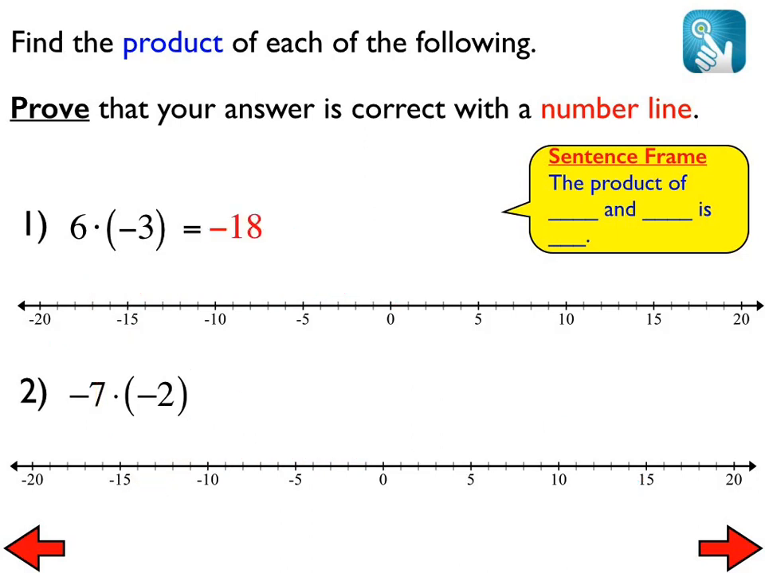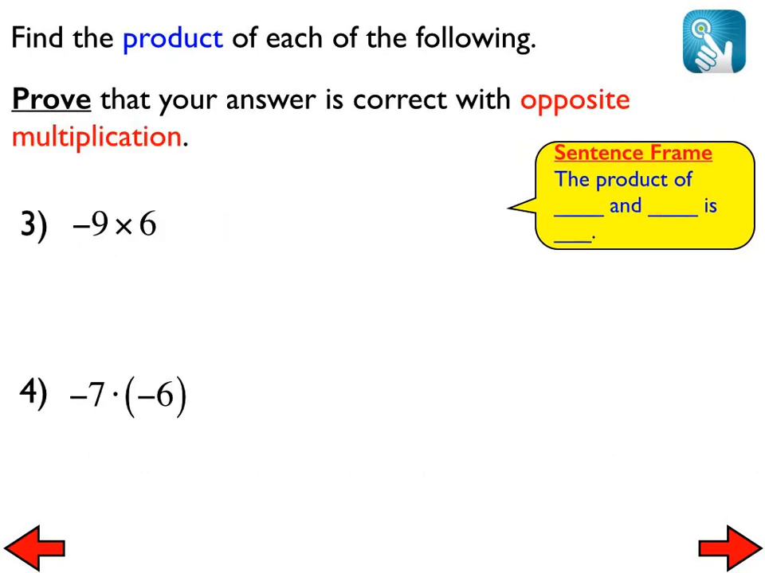Okay. Let's move on. Number 3 and 4, it says prove that your answer is correct with opposite multiplication. This should take less time. Go. And then I'll have you compare with your shoulder partner.